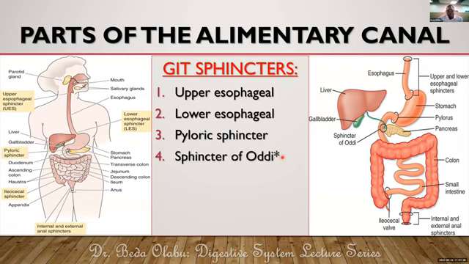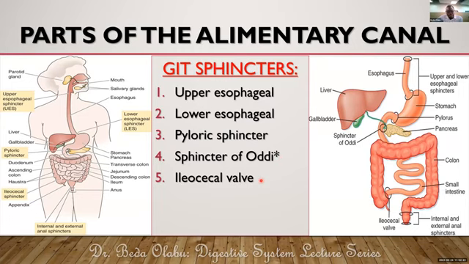There's a sphincter which is not really controlling movement of food, but I want to mention it as well. We call it the sphincter of Oddi. The sphincter of Oddi controls movement of bile and pancreatic juice into the alimentary canal, into the duodenum. So this sphincter does not control food movement, but it controls the secretions from the liver or biliary tree and secretions from the pancreas into the duodenum.